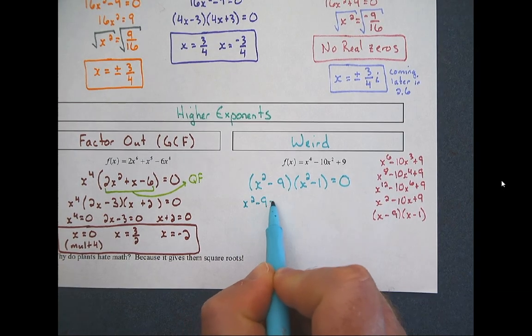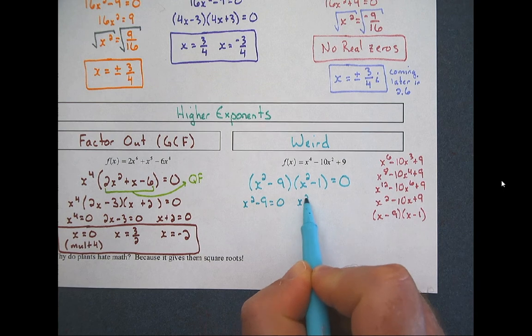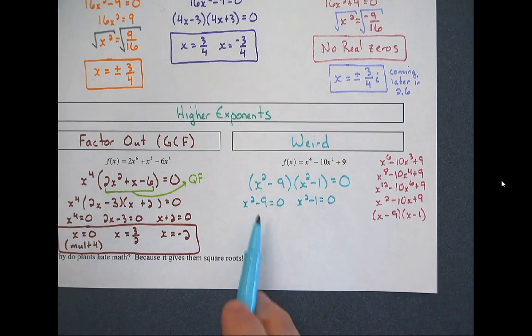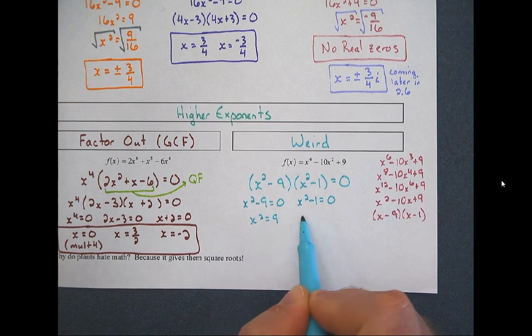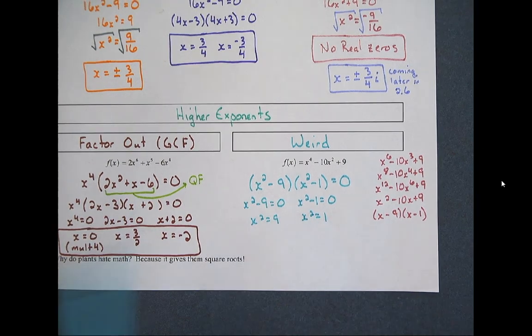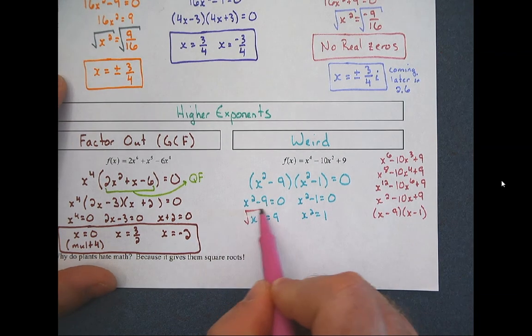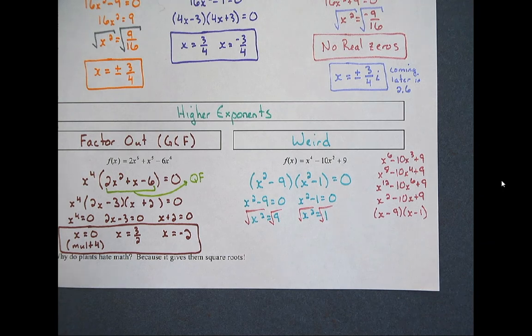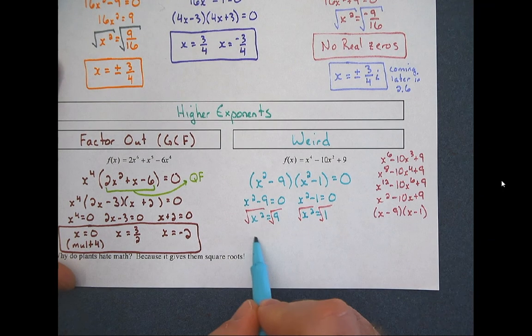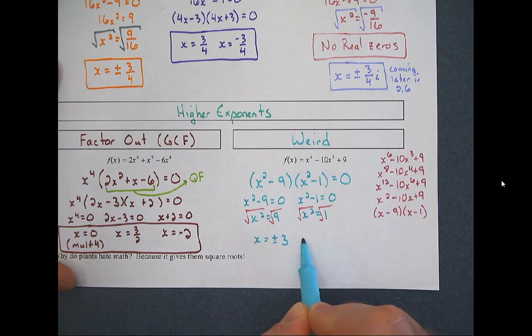x squared minus 9 equals 0. x squared minus 1 equals 0. Bump over the 9. x squared equals 9. Bump over the 1. x squared equals 1. Who's keeping x from being by himself? Squared. What kills squared? Square root. Square root is on fire. We don't need no water. We just need a plus or minus. So x equals plus or minus 3. x equals plus or minus 1.